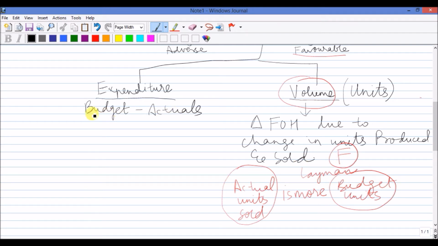Now budget and actual, you can understand it. If your budgeted expenditure was 100 rupees and your actual expenditure is 80 rupees, it means 20 rupees you have saved. So this is favorable. So in this there is nothing to remember. It's very simple. 100 rupees you have budgeted would be your expenditure. In reality you have spent only 80 rupees. So 20 rupees is what you have saved. So this is favorable. Remember, for volume, if more number of units are sold, then it will be favorable.